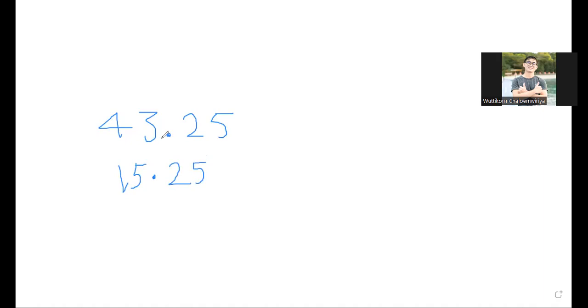So this type of number, we call it decimal. Look at this point, this dot. We divide this kind of number into two parts. First of all, look at this dot. The number on the left side of this dot is a whole number.